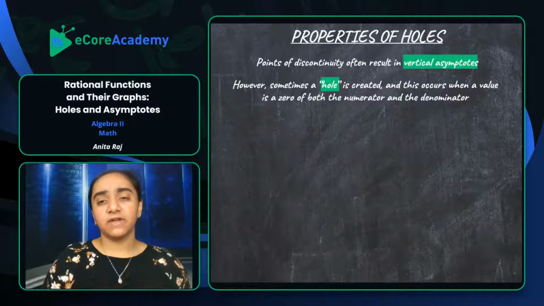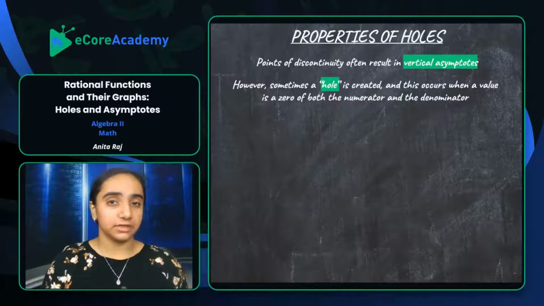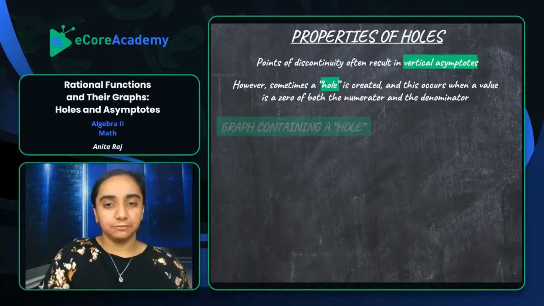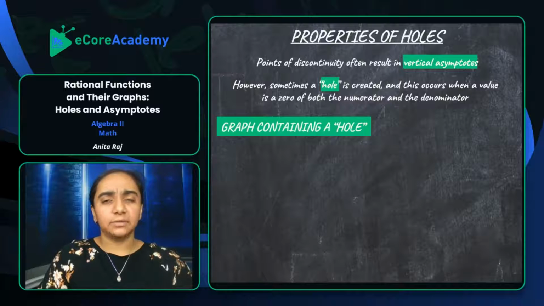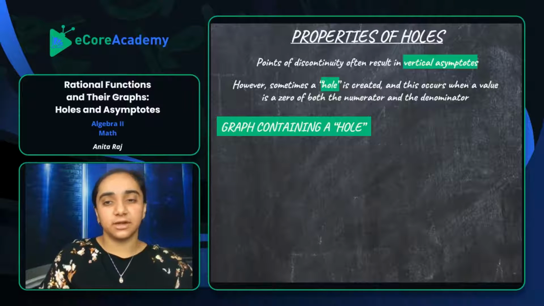So when we factor the numerator and denominator, we find that they have common factors that actually cancel out, because remember, we're dividing these polynomials. Then we're going to have something called a hole, and that's when a hole is created. So we're going to look at how we identify when a graph contains a hole, and what we are going to do about it to represent it graphically.